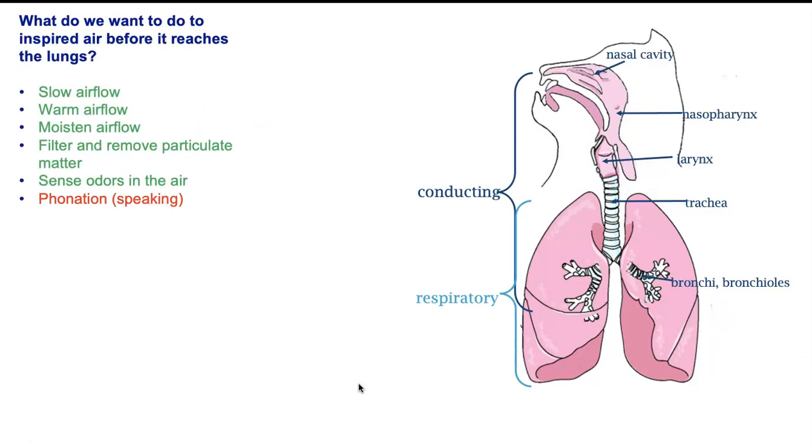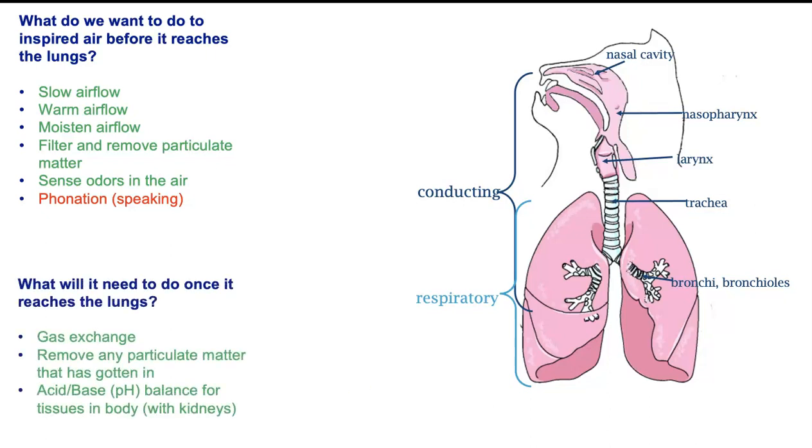Now if you look at the human diagram, when you inspire air, there are things that should happen to the air before it enters the lung. You need to slow the airflow, warm it, moisten it, filter and remove the particles, and sense odor in the air. We also have a part for phonation, which is speaking. And once the air reaches the lung, what will happen? We'll have gas exchange, removal of particulate matter, and also acid-base balance.